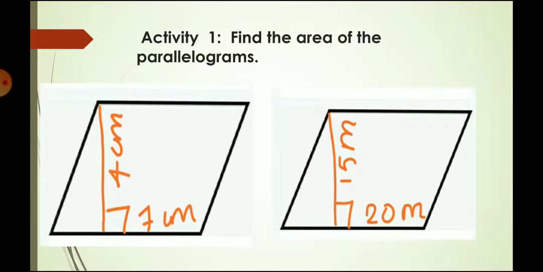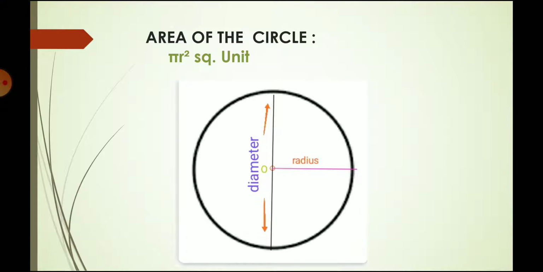Okay, you should find out the area of the parallelograms. Using the b into h formula, you can substitute these two values and get the answers. Okay, so see the next one, we are going to see the circle.